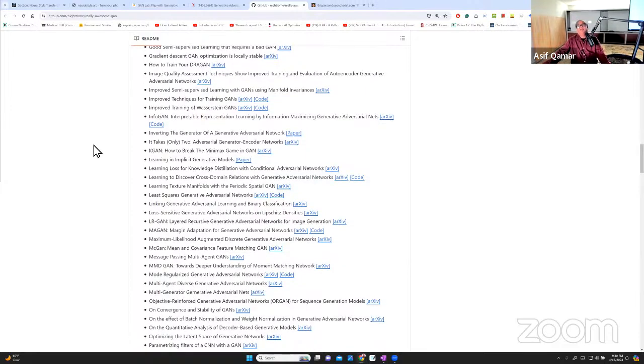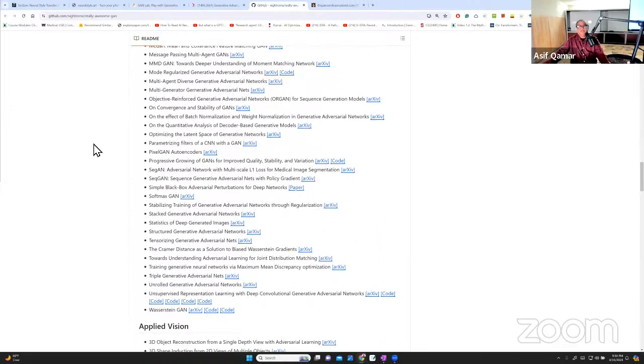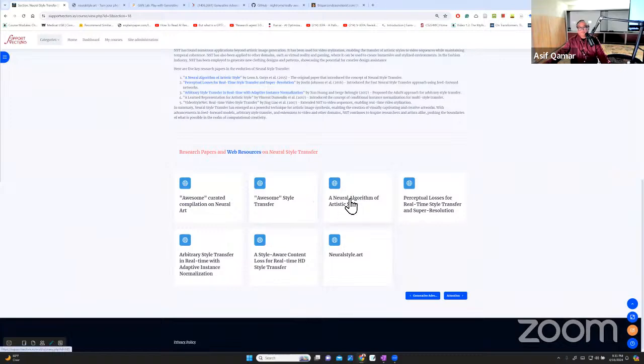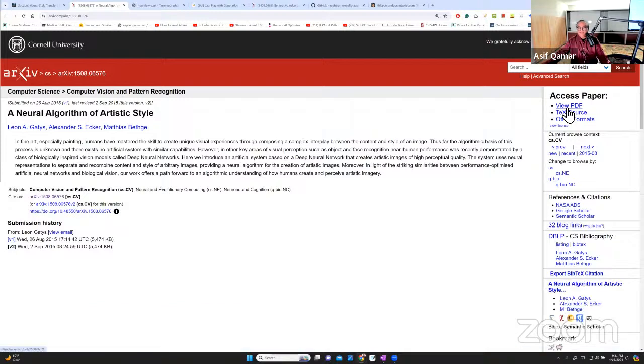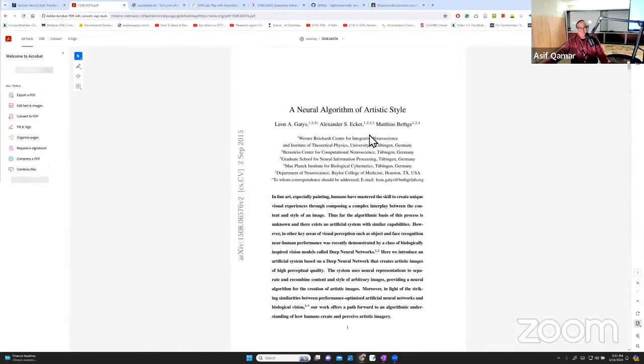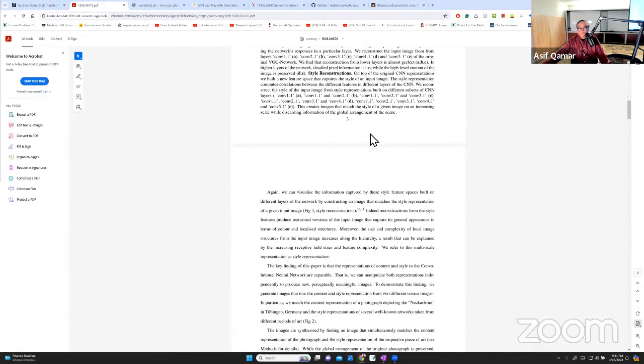Neural style transfer uses GAN. There's more to it, but it uses GAN internally to make it possible. How it does that, we didn't get time to cover that paper. It is a big topic, so I put in A Neural Algorithm of Artistic Style. This is the research paper, and I put pretty much the original research paper here.